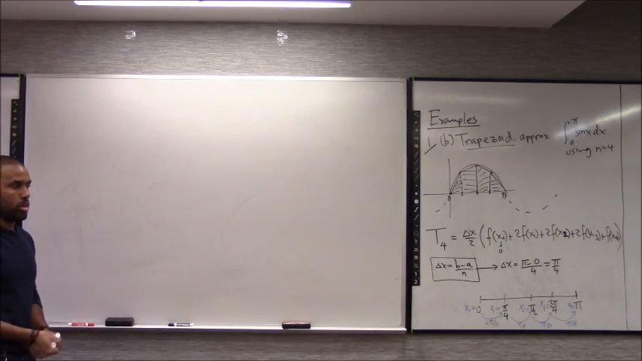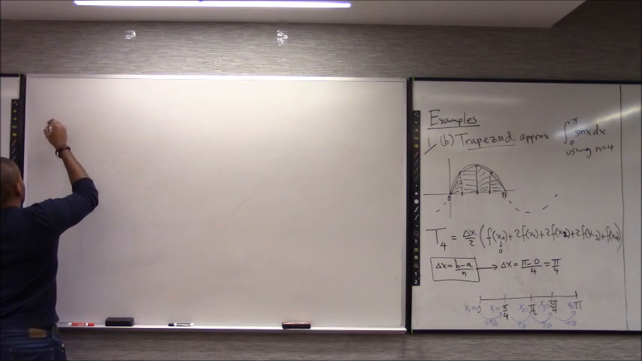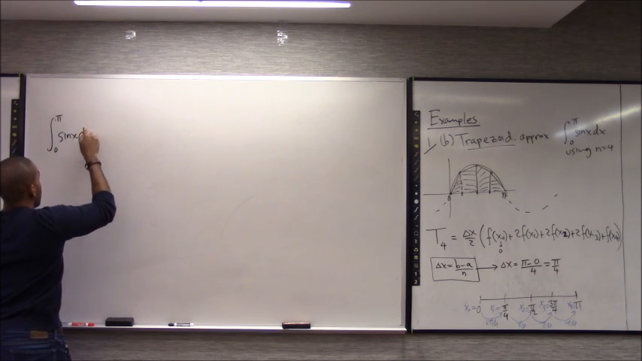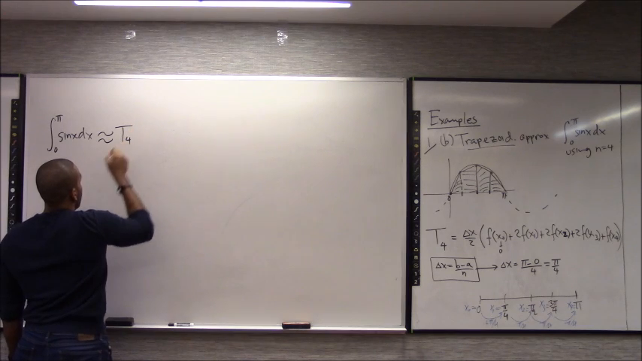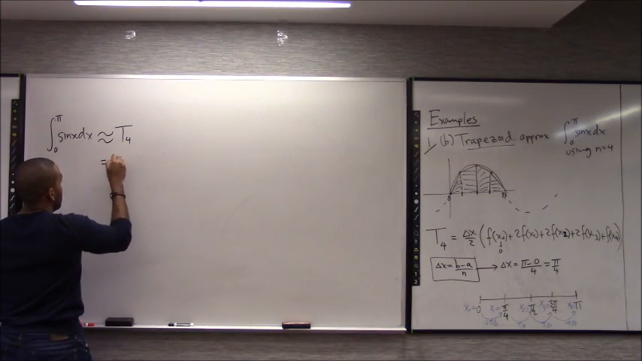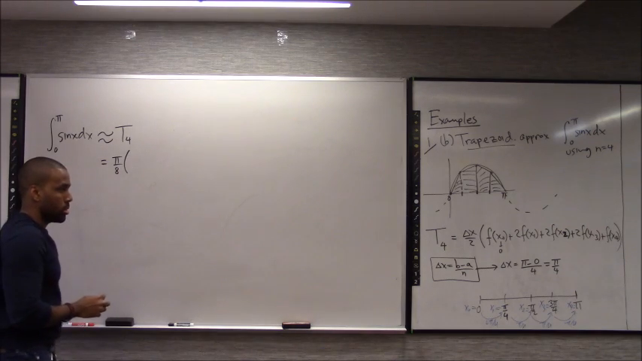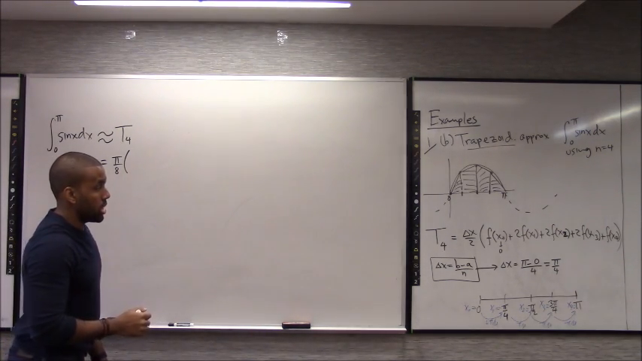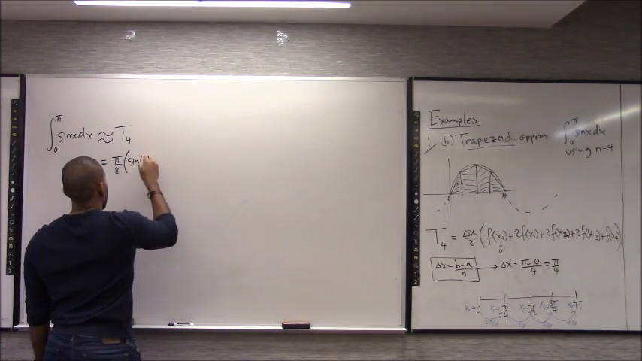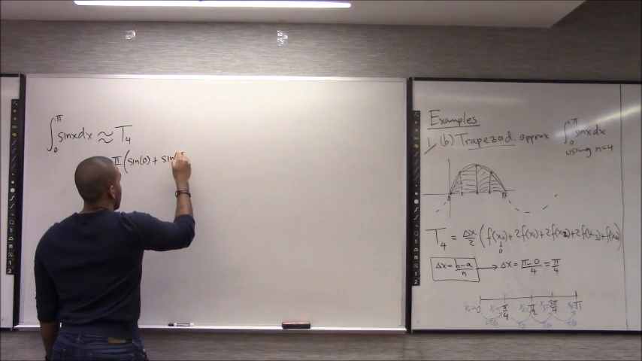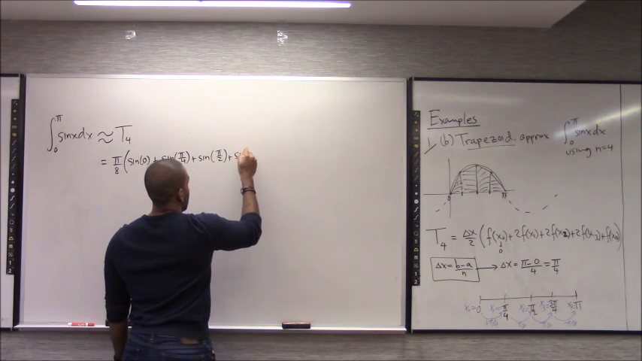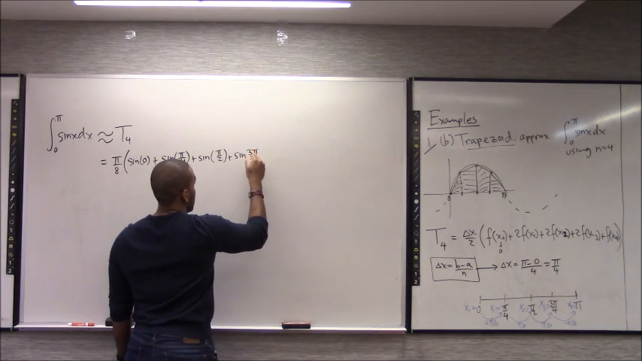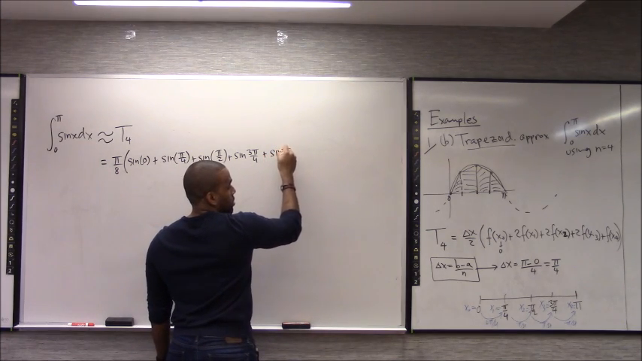And now it's just a matter of plugging it in. So, the integral of sine x dx is going to be approximately equal to T sub 4, which we now know is equal to pi over 8 times sine of 0 plus sine of pi over 4 plus sine of pi over 2 plus sine of 3 pi over 4 plus sine of pi. Isn't it 2 times?